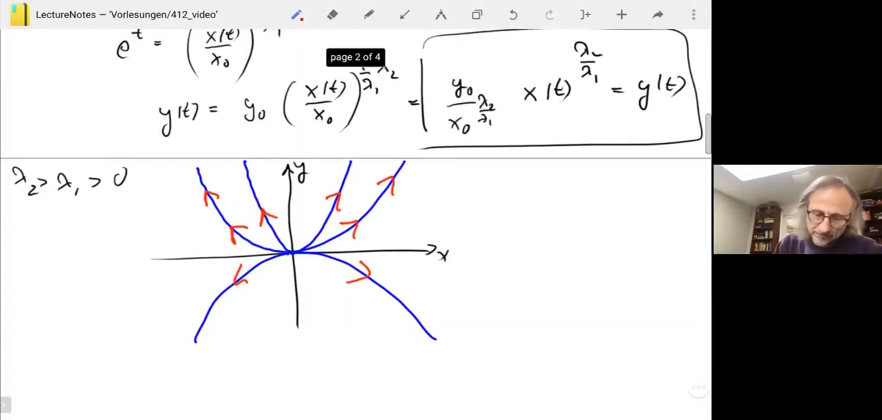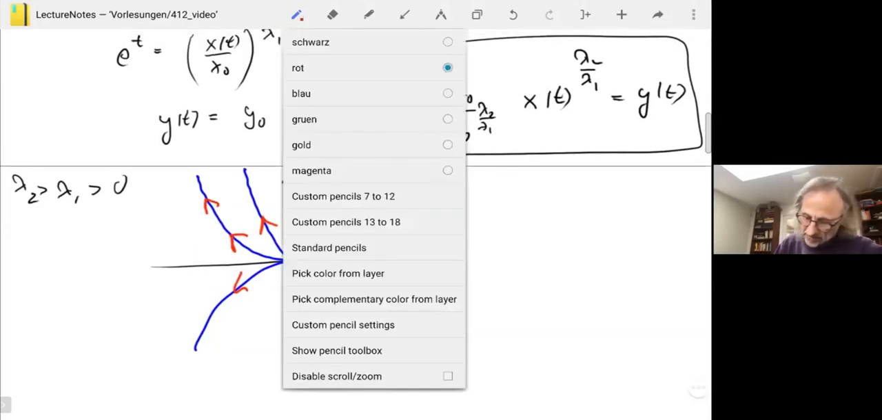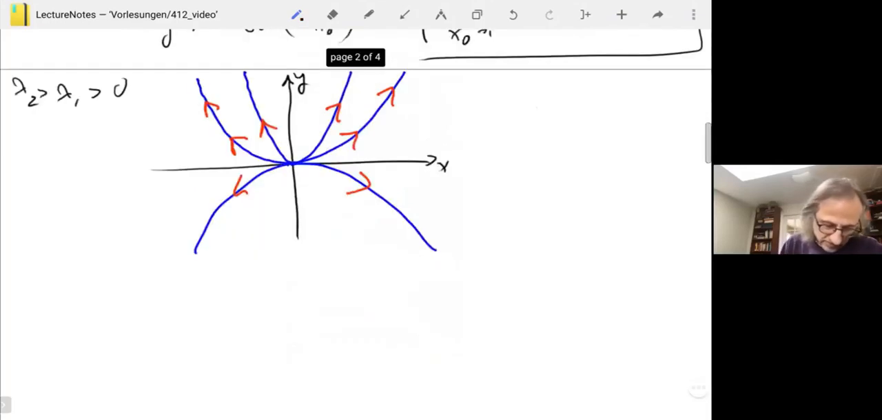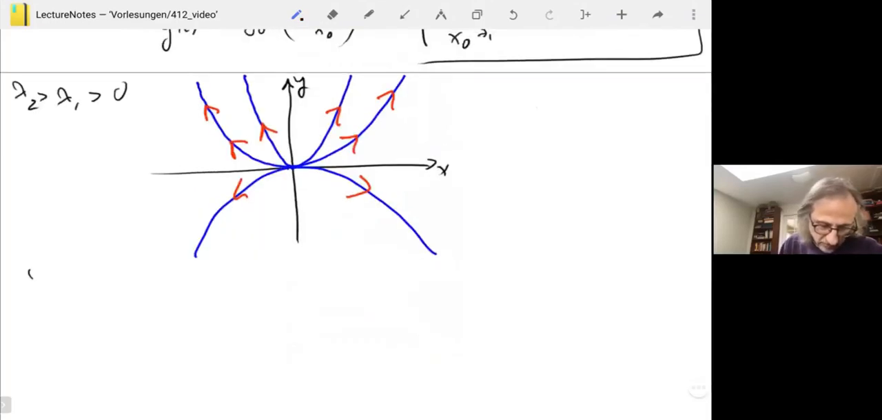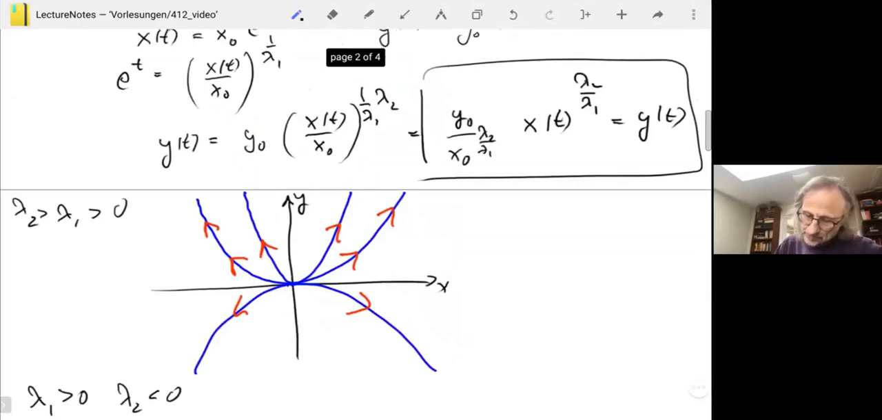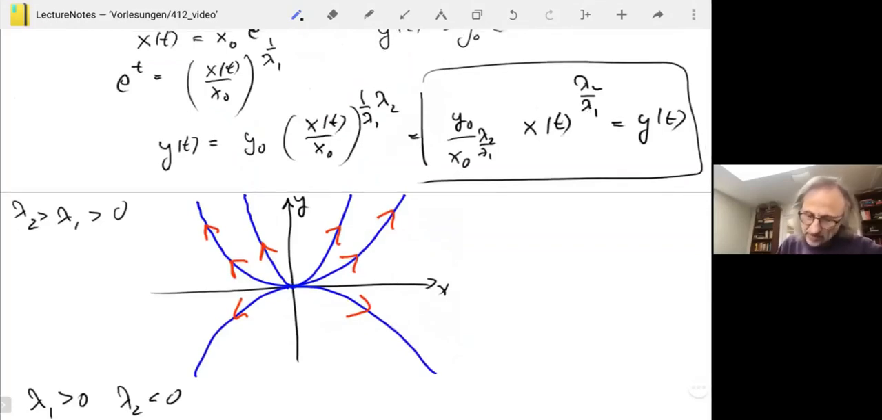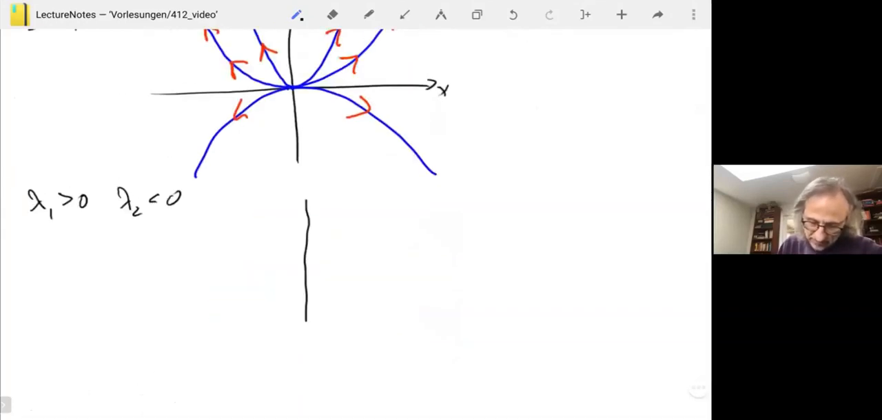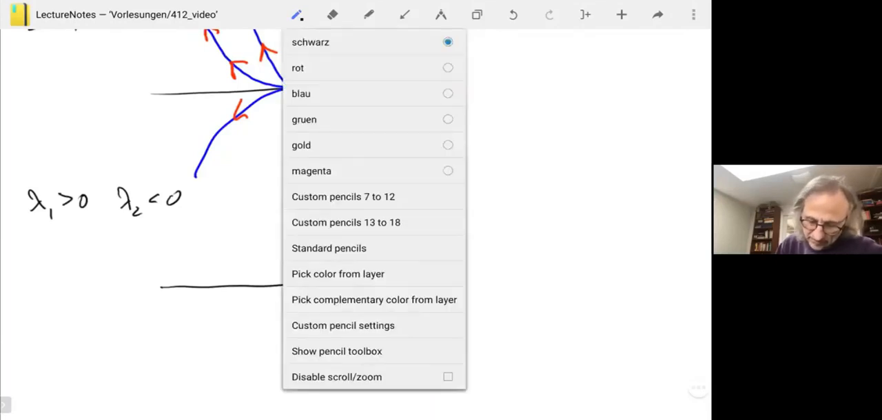And if they had opposite signs, if lambda 1 was positive and lambda 2 was negative, then y would be x to a negative power. And so those would be hyperbolic shapes, and you would get orbits or trajectories that look like that.